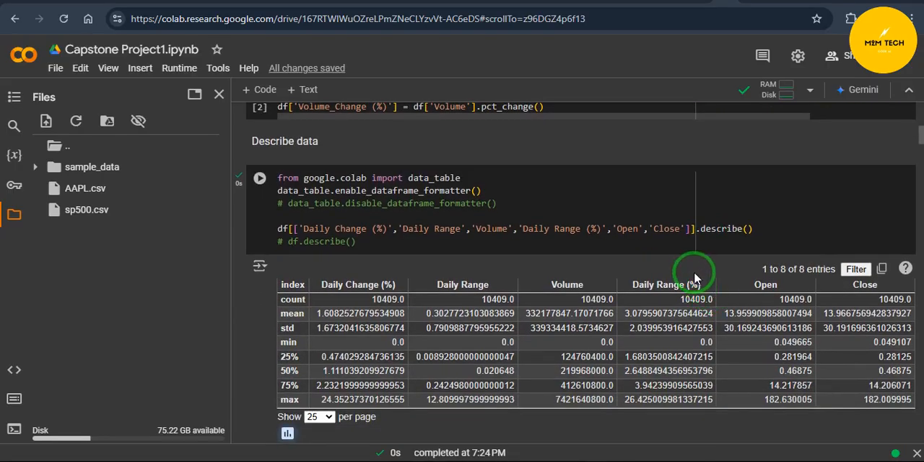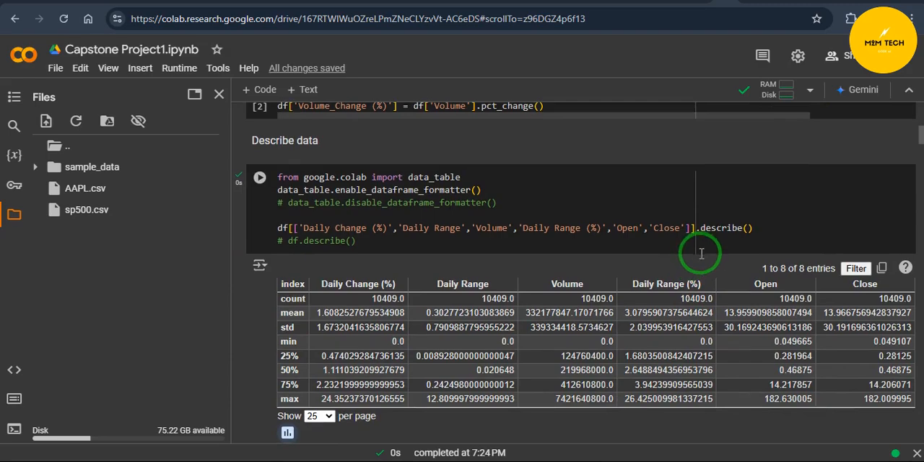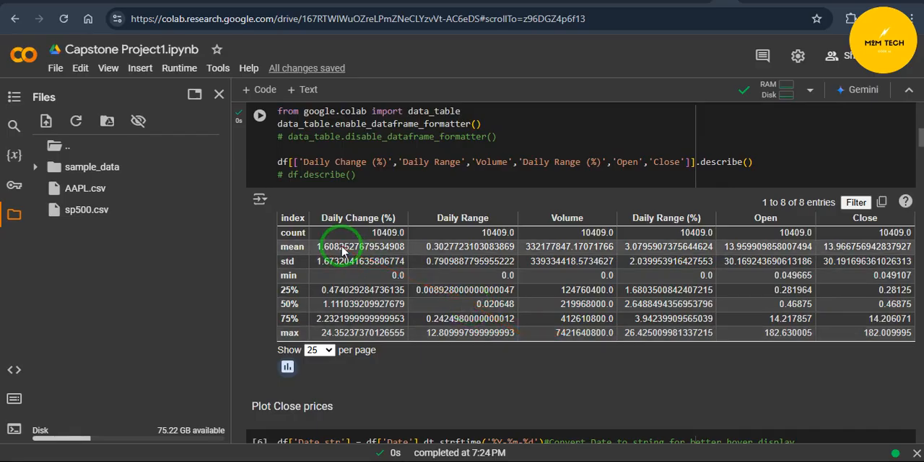And here is a quick statistical overview of the data set using the describe method. The average daily change of 1.61% indicates moderate volatility. The highest daily range of 12.81 suggests significant price swings on certain days, and trading volume varies widely, with the maximum volume exceeding 7 billion shares, likely reflecting major events.